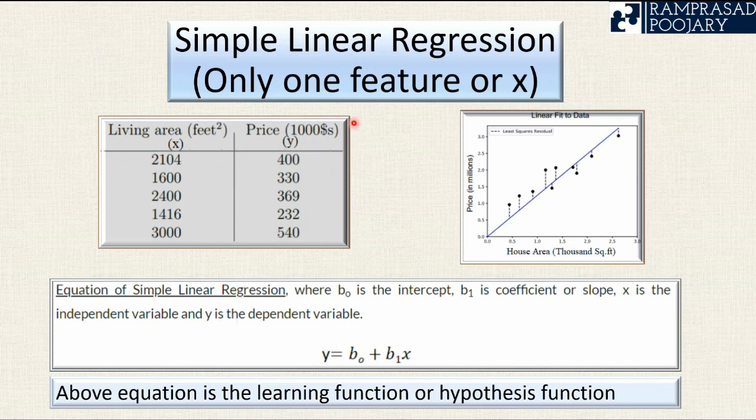If you take a simple linear regression, something like this with only one feature, then there are 2 parameters. One of them is a coefficient, which is b1 in this case, also called a weight because this is a weighing function for x, and b naught, which is an intercept, also called a bias. If the number of features is p, then there will be p plus 1 parameters: p coefficients and 1 intercept. The learning function is also called a hypothesis function.